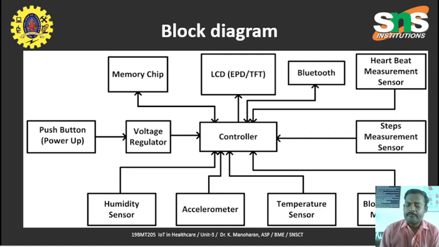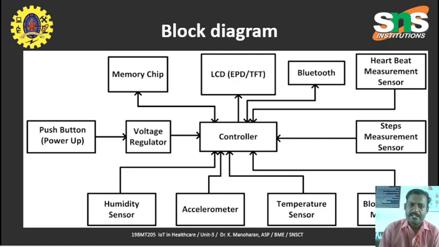Normally we use batteries for these wearable devices because it is not possible to connect the power directly to the controller or a wearable device. That's why we normally use batteries. Here we have this push button. After that we have this voltage regulator. The voltage regulator regulates the voltage and gives the constant voltage required for this controller.